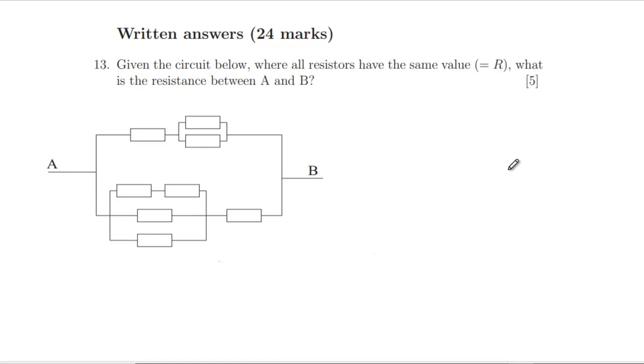Question 13, given the circuit below, all the resistors have the same value equal to R. What's the resistance between A and B? Now, I had someone asking me about this because I always go on about how quick and easy these questions are, of what we're actually doing when we're adding these things up. How can you make it quicker?